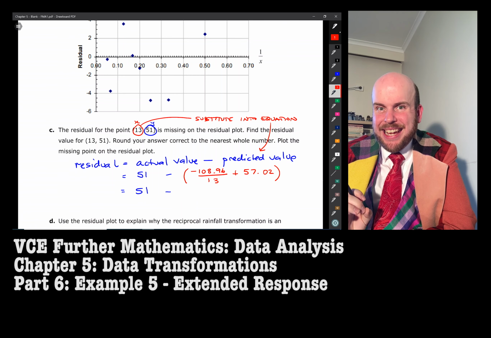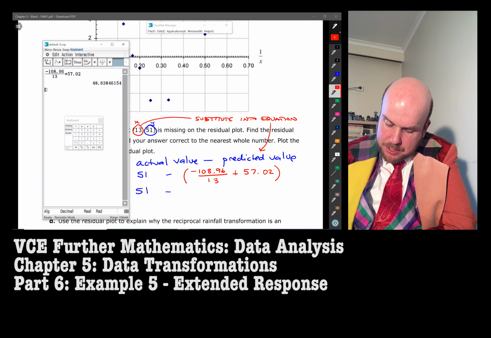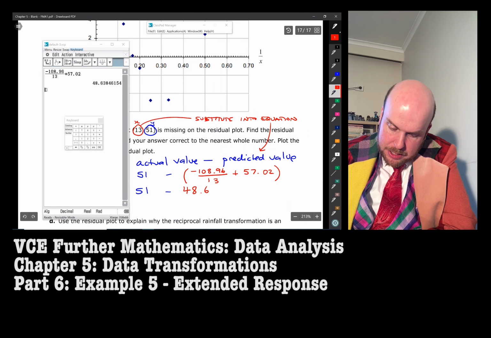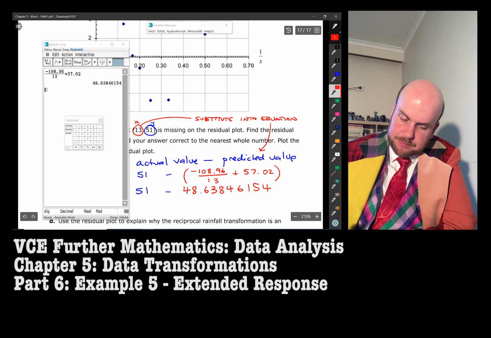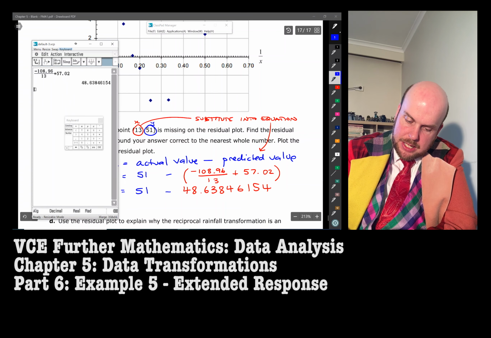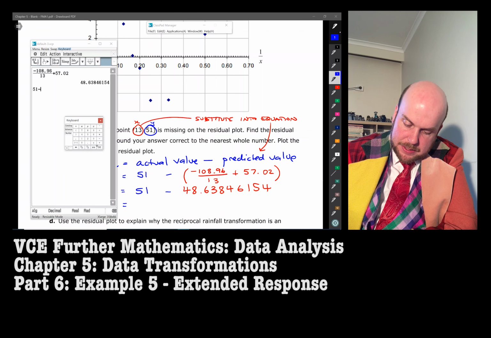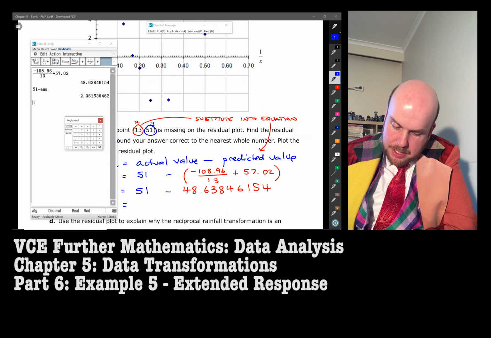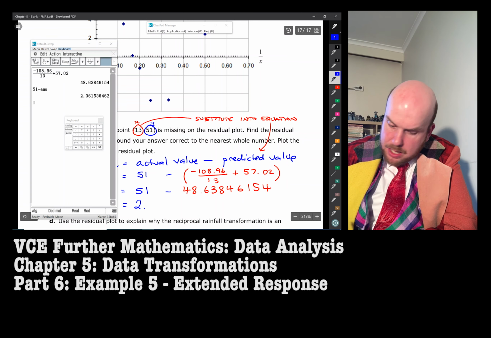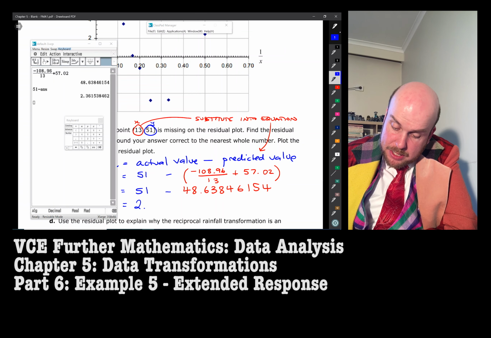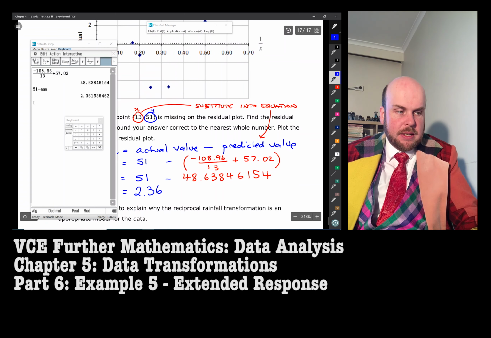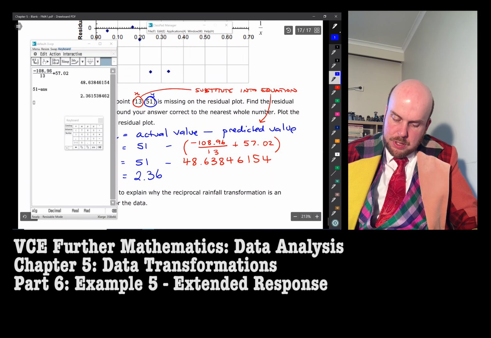So the VCAA expects you to use the unrounded figure every time. So this was 48.63846154. And so if I just do 51 minus that, it's 2.36. Correct to the nearest whole number, which should get us a very lovely value of 2.